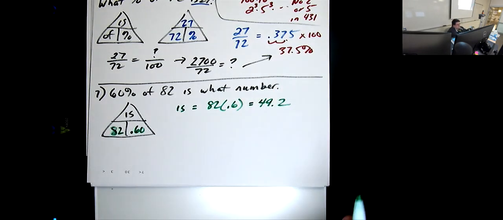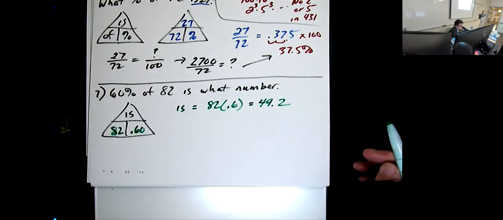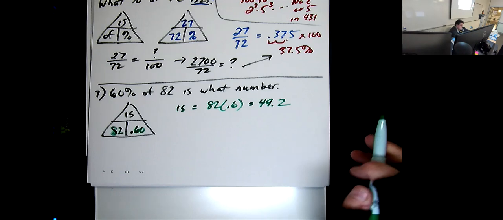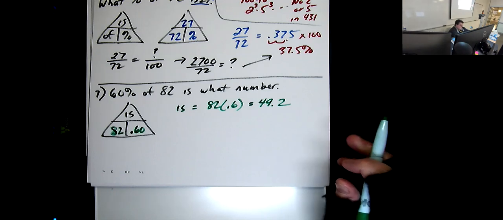But this is where the cross method is my favorite, because then you don't have to worry about having to remember to put that to a 0.6. Because if you do the cross method, 60 over 100 is 60%. So then you just multiply 60 times 82. However it works for you.